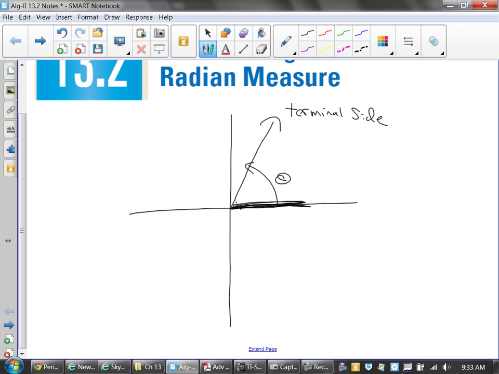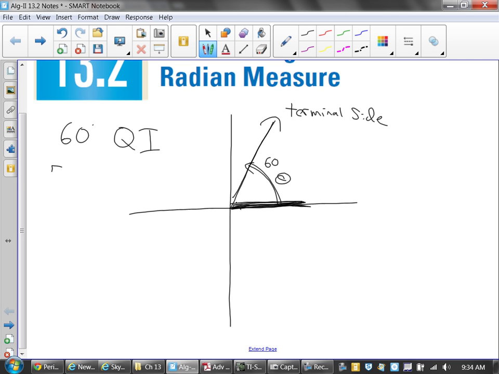Real easy example. If I say 60 degrees, it would start at 0, move itself up 60 degrees, and it's in quadrant 1. You remember from way back in the day, you would label quadrants using Roman numerals. It's about the only time you ever use Roman numerals, or Rocky movies or Star Wars movies. Super Bowl. That's about it.